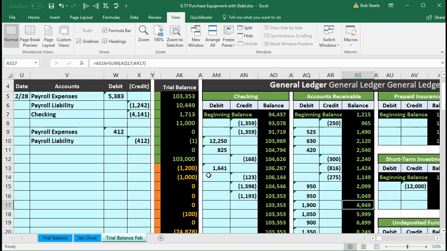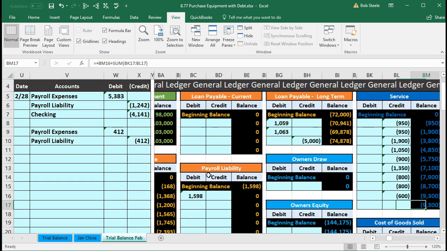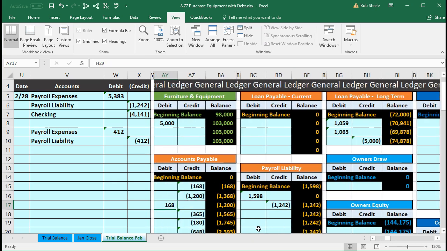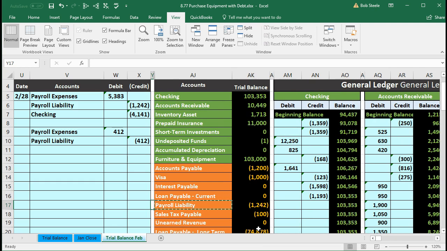Let's go find it. Assets, liabilities, payroll liability, and we are in BD17. We're going to say equals and pick up that 1,242. Let's do that now. We're saying equals, picking up that 1,242, and enter. So there's the 1,242 in the payroll liability. Scrolling back to the trial balance, we should see that here as well, as we do right there.